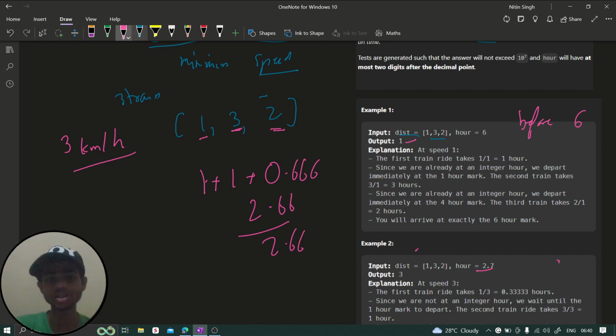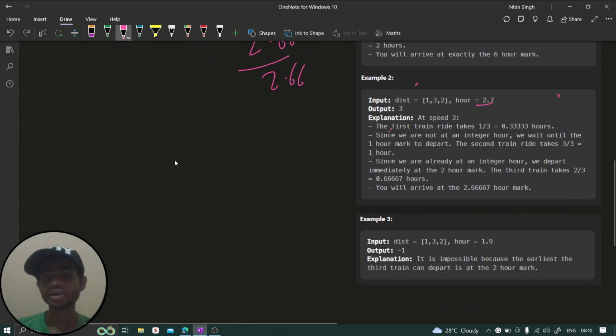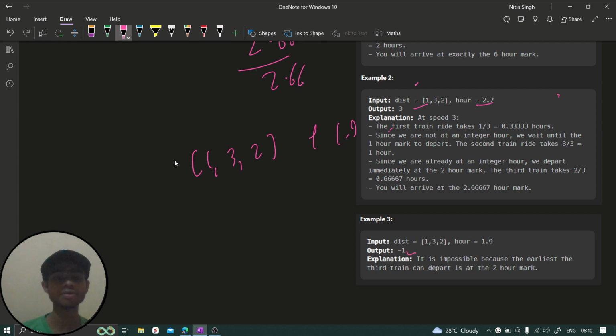So it is possible. So we can return nothing but our minimum speed of train should be 3 kilometer per hour. I hope it makes sense. You can see the output as well, 3 kilometer per hour. Now guys, we are getting a distance 132, and the hour is nothing but 1.9. Here it's directly -1, right? You can see its output is minus. It is not possible even. As these trains, at least they are going to take at least 1 unit, 1 hour, right?